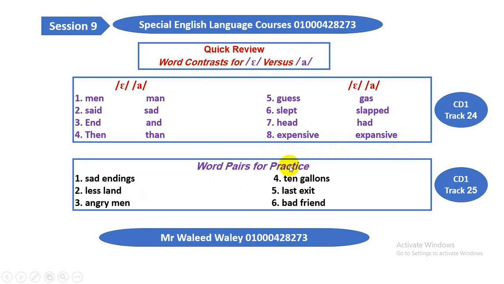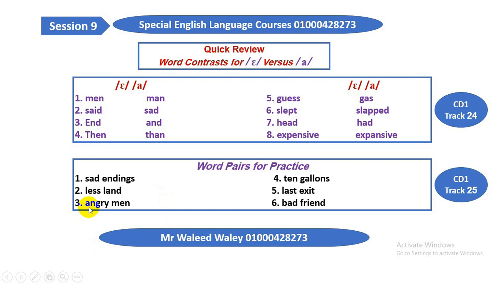Word pairs for practice. Sad ending is. Sad ending is. Listland. Listland.